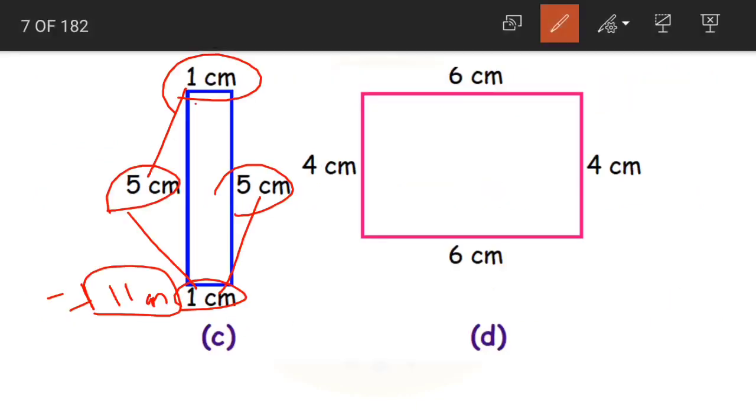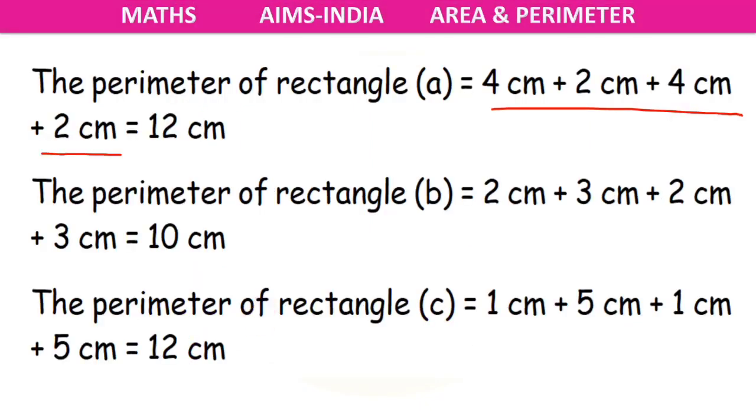Sorry, 1 plus 5, 6. 6 plus 1, 7. 7 plus 5 is 12. Yes. So 12 centimeters is the perimeter of rectangle C.